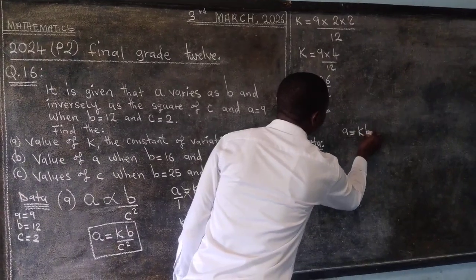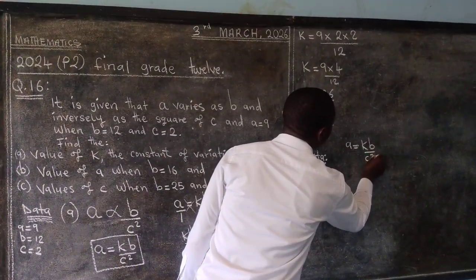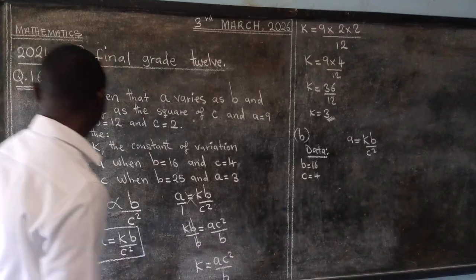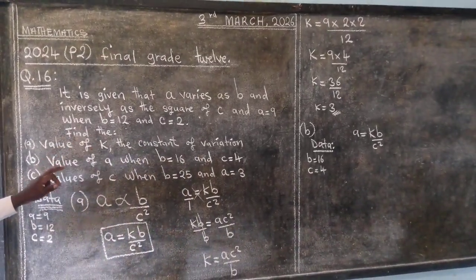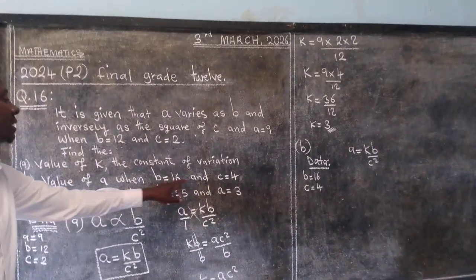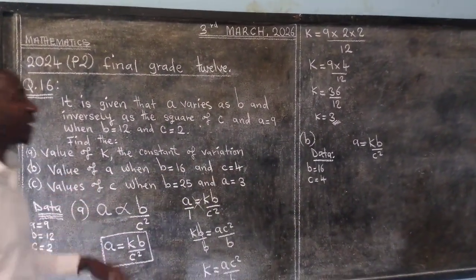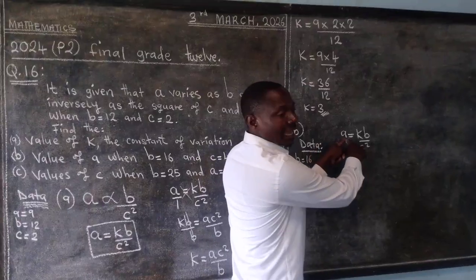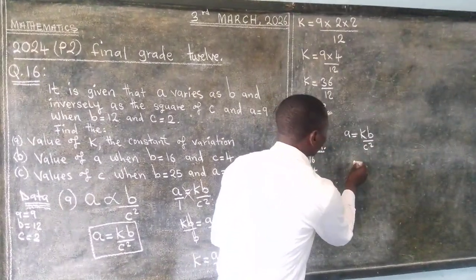Constant B over C squared. But what does the question say? Find the value of A when B is equal to 16 and C is equal to 4. Find the value of A. What's next?